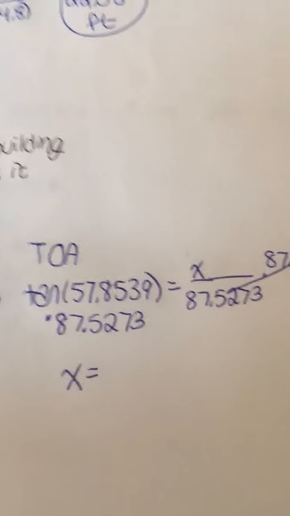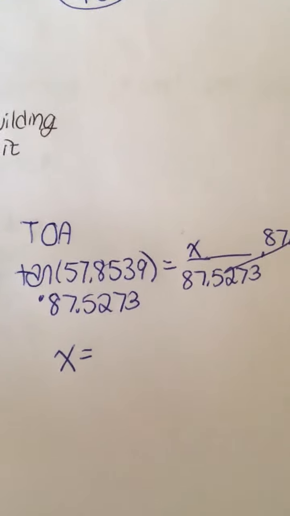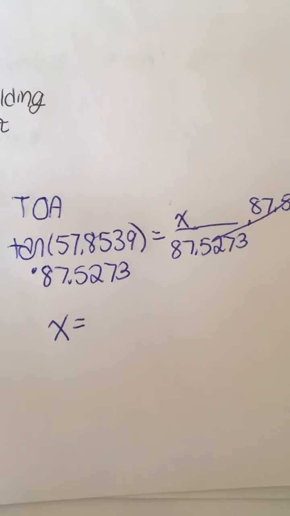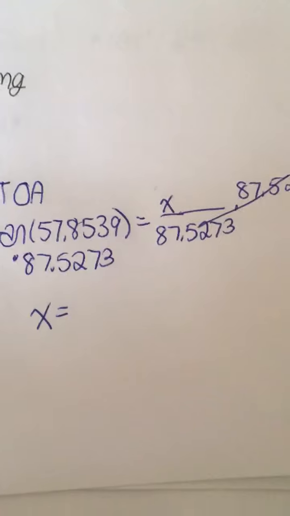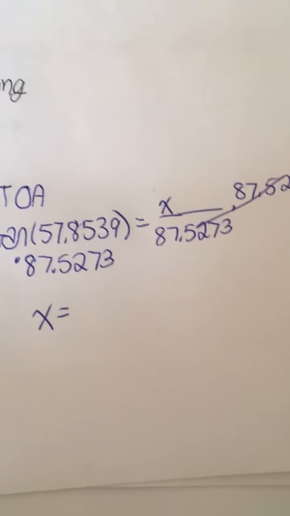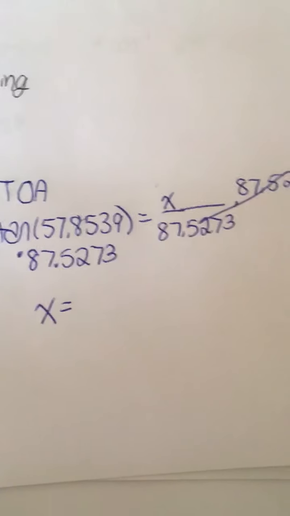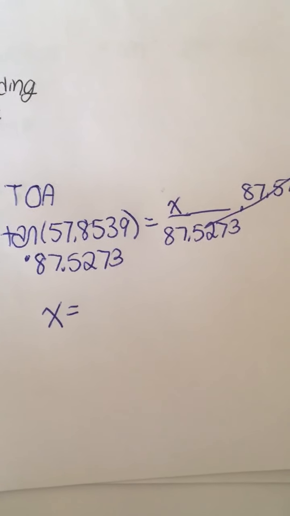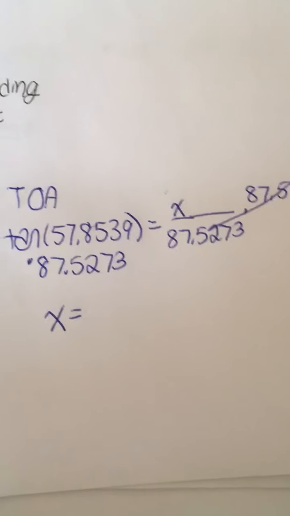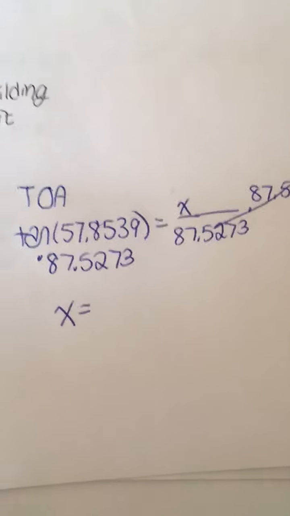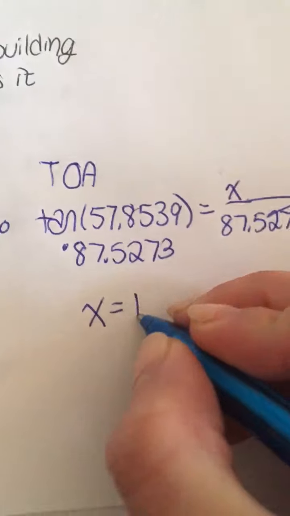We should get a big number for this one because it's being launched from a building, and usually buildings are pretty high, right? So 87.5273 times tangent of 57.8539. Yep, so we have 139.28 feet.